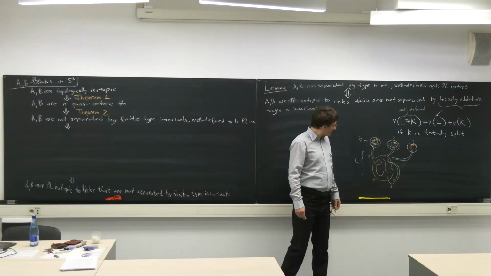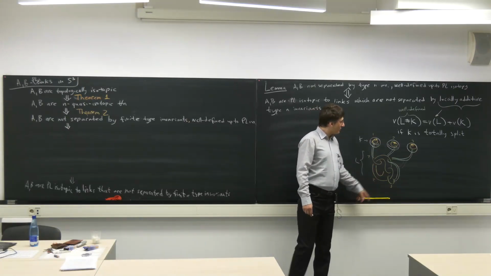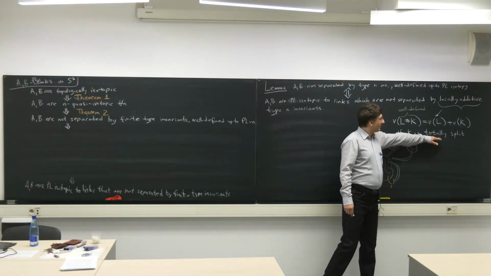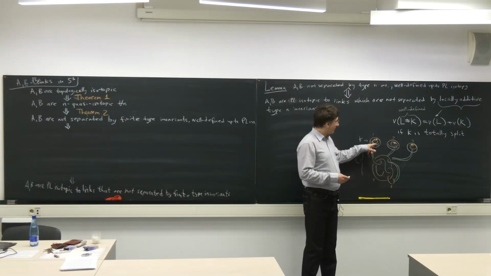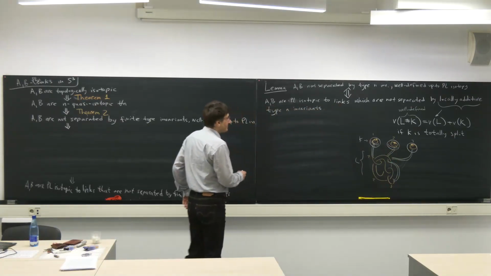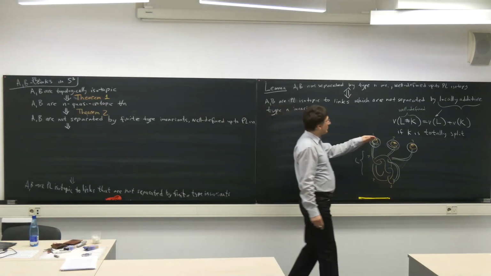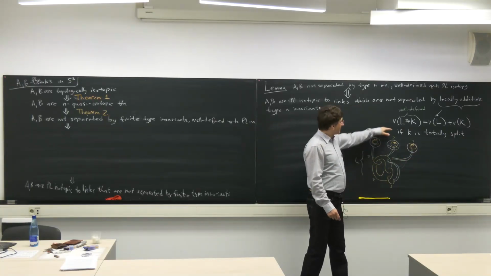Узлы в шариках. Там могут быть две компоненты в шарике? No, only one in each ball. This means totally split. If it is just split, then there can be several components in one ball. But totally split means that each ball contains just one component. Yes.